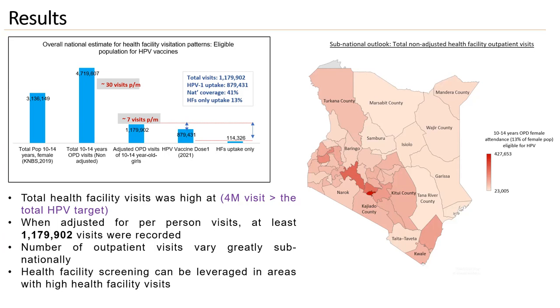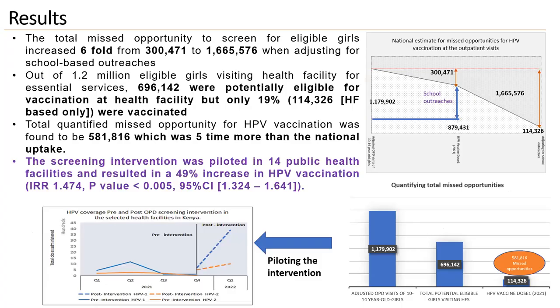Looking at the map, we can see areas that have very high potential of girls visiting health facilities, a lot of high workload, and visitations also vary subnationally. Looking at the results, the total missed opportunity to screen eligible girls increased 6 times, from 300,000 to 1.6 million, when we adjust this for health facility visits only. We could see on the previous graph that if we only look at uptake in the health facility, the numbers go down. So it means that there is a lot of opportunity to screen and vaccinate at the health facility.